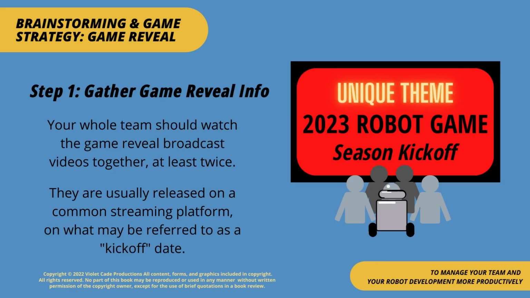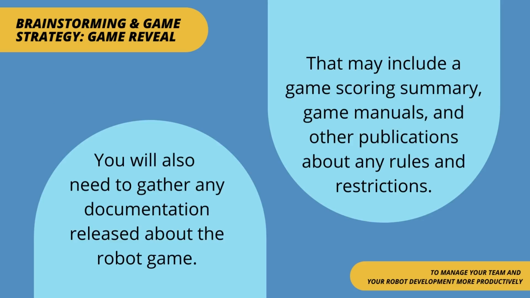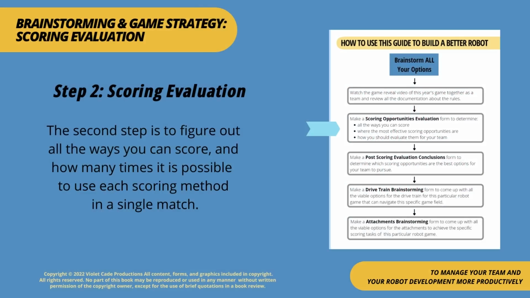Step 1. Gather game reveal info. Your whole team should watch the game reveal broadcast videos together at least twice. They are usually released on a common streaming platform on what may be referred to as a kickoff date. You will also need to gather any documentation released about the robot game. That may include a game scoring summary, game manuals, and other publications about any rules and restrictions.